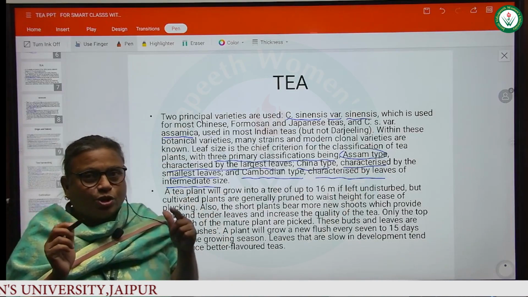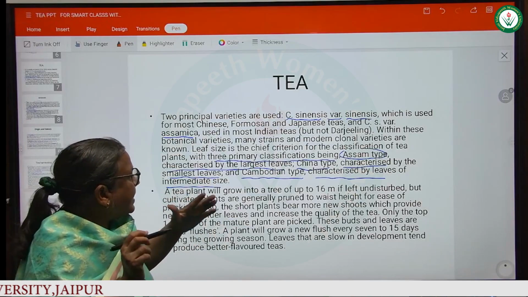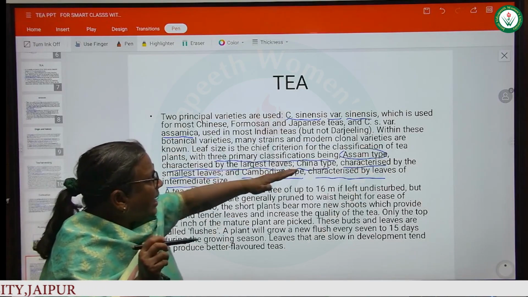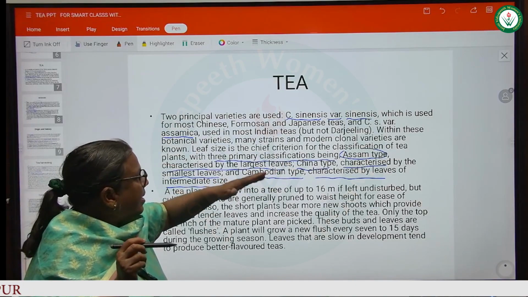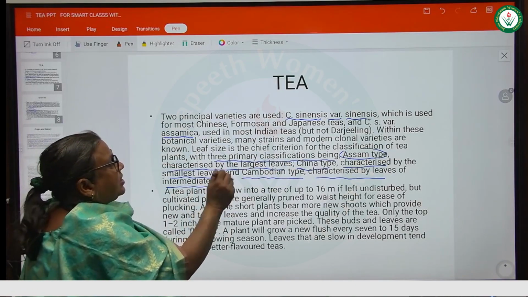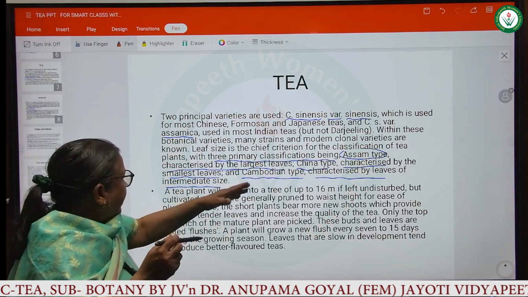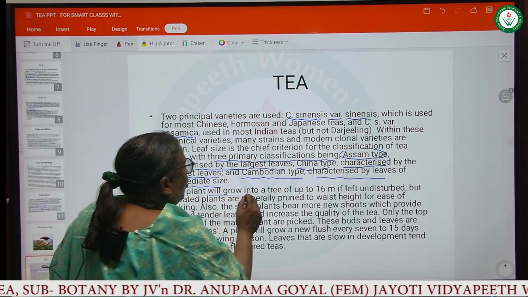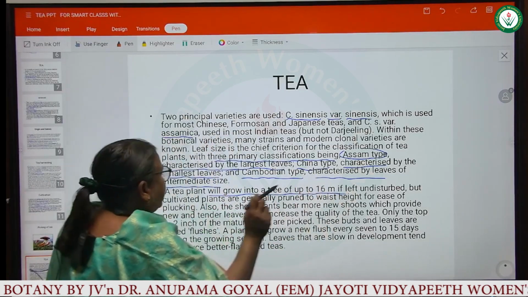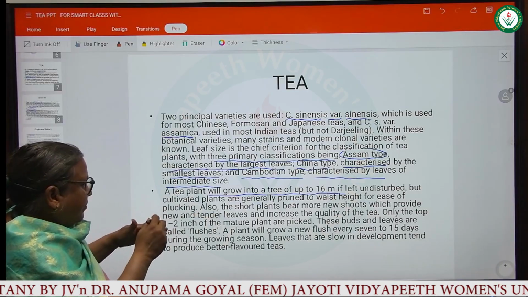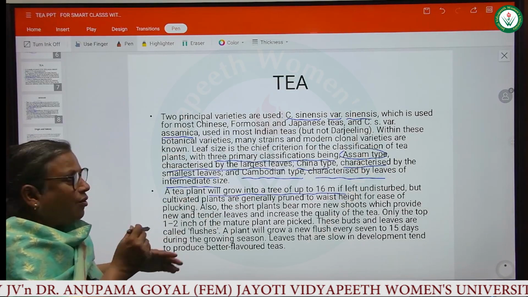So now students, I will end my lecture of tea by saying there are classifications of tea. One is the Assam tea, and it is characterized by the largest leaves. Then there is the China type, and there is the Cambodian type. A tea plant will grow into a tree up to 16 meters if left undisturbed, but cultivated plants are generally pruned to waist height for ease of plucking.